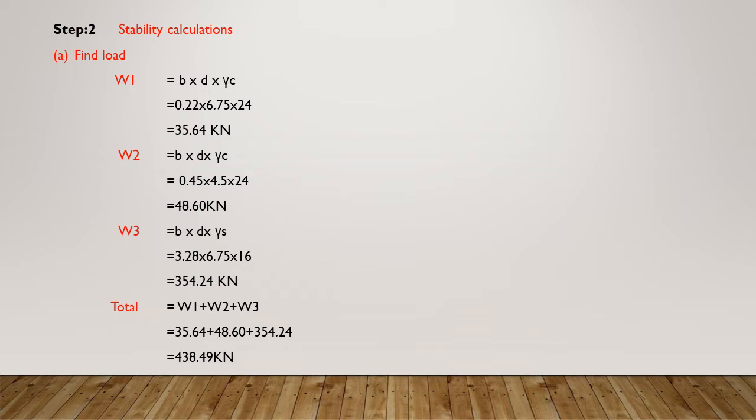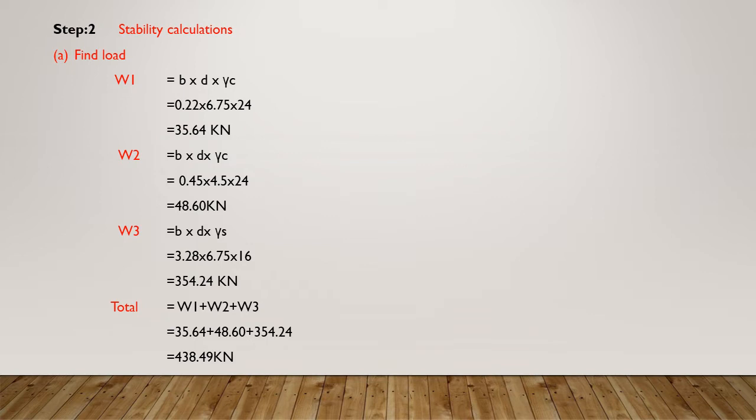Then W2 is equal to B into D into gamma C. This is a rectangular portion, so we can use the rectangular area formula. B is equal to 0.45, the thickness of base slab, and the width of slab is 4.5 meter. Then gamma C is the unit weight of concrete, which we take as 24. So W2 is equal to 48.60 kilonewton.